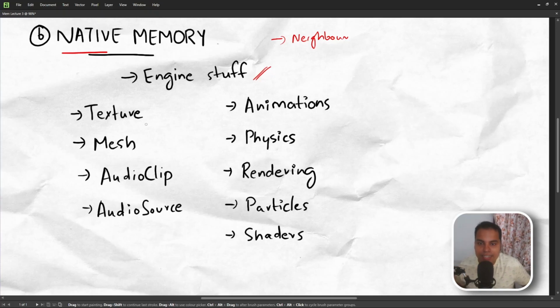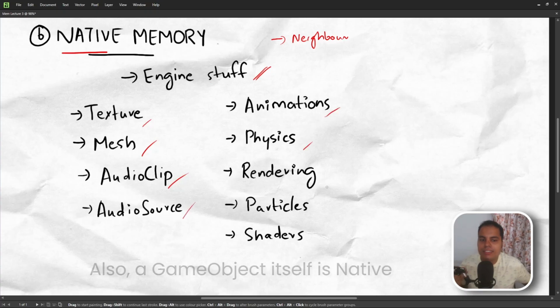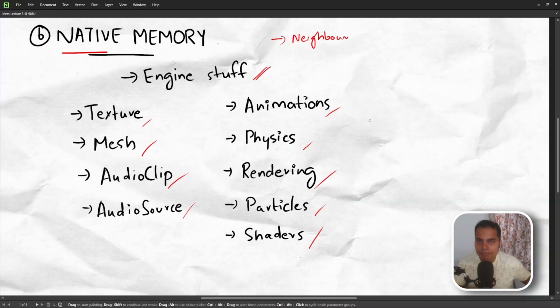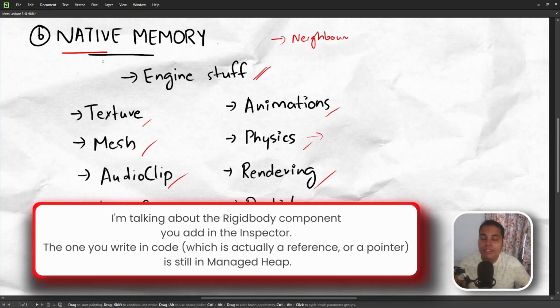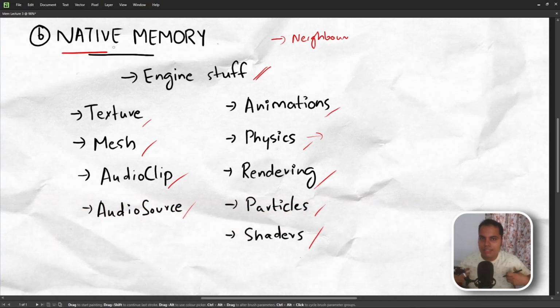Meaning, if you have things like textures, mesh, audio clips, audio source, animations, physics, rendering, particle, shaders, these are different things inside the engine that are part of our game. That is the native memory that I'm talking about. Let's say you added a rigid body component to our game object. That rigid body component will be a part of the native memory, not the managed memory. Managed memory is our custom code, C sharp.